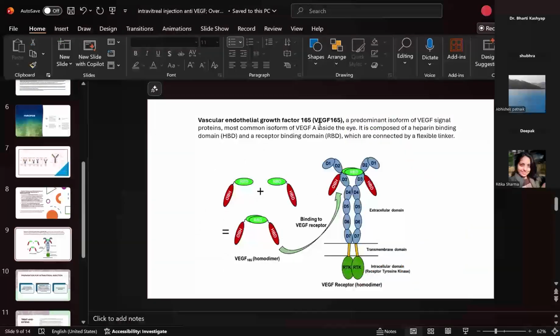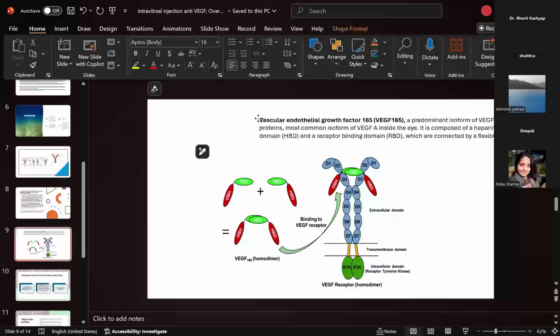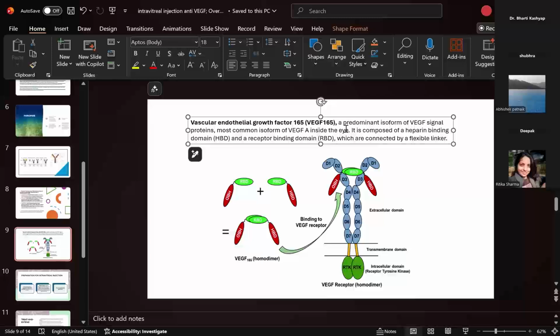So this is the prototype vascular endothelial growth factor, VEGF 165. This is the VEGF receptor, the homodimer that you see here. This is the transmembrane domain. This is the proper VEGF receptor. And this is the intracellular domain, the receptor tyrosine kinase.